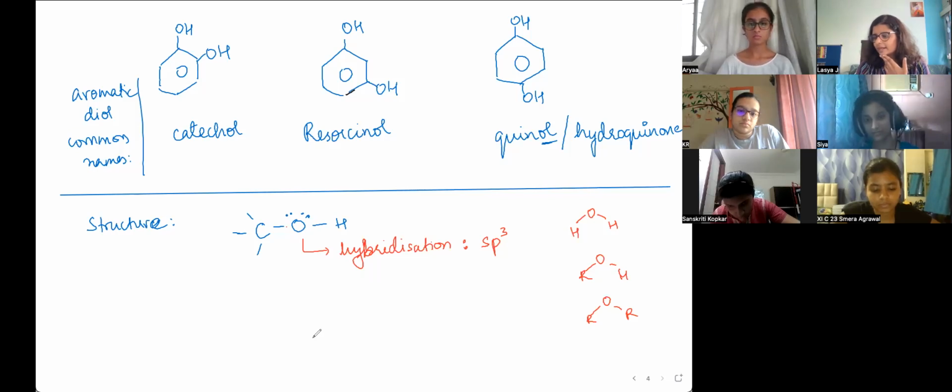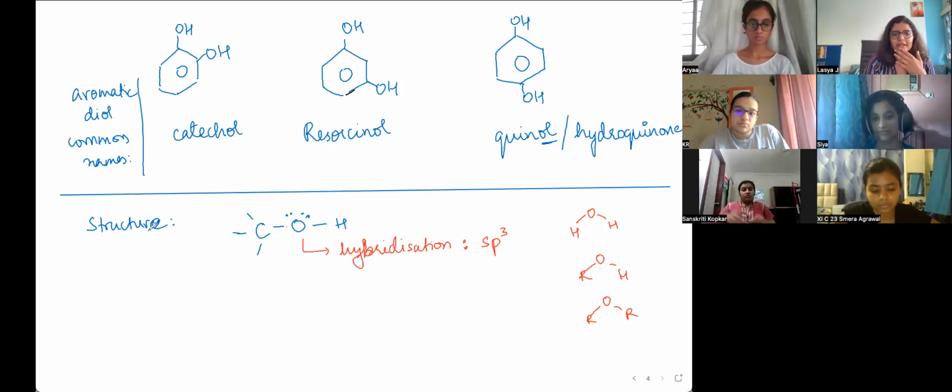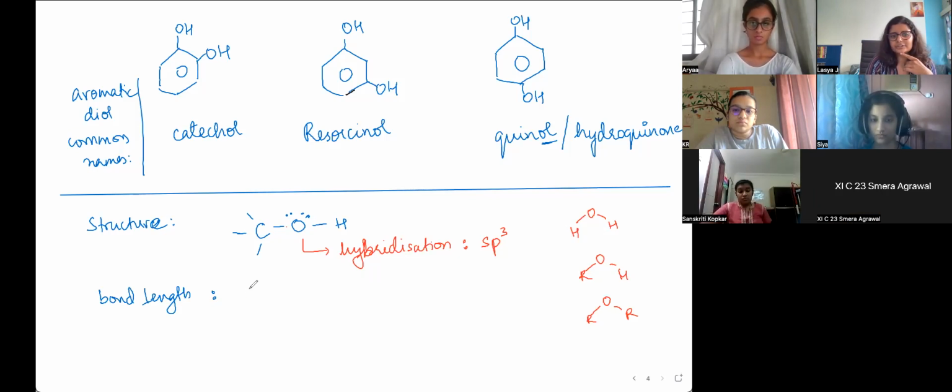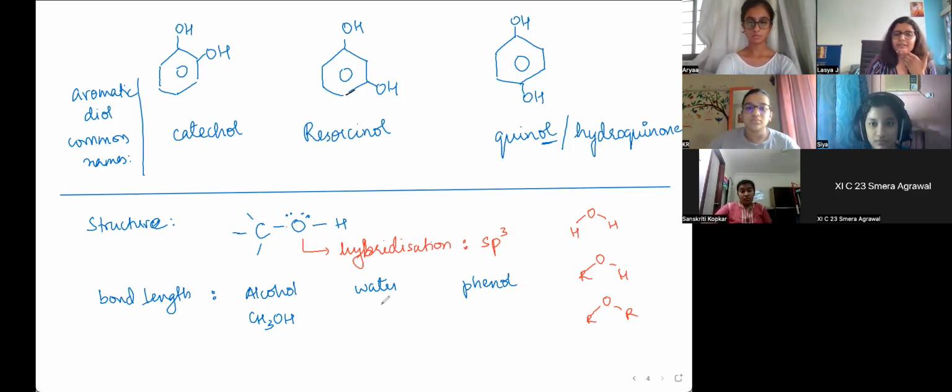We're comparing bond angle and bond lengths. The main types we have, we'll be comparing regular alcohols versus water versus phenols. So first, bond length, how do you think they vary? If you were to compare alcohol, let's take methanol for example, versus water versus phenol, what would be the length of the bonds in each of these cases?